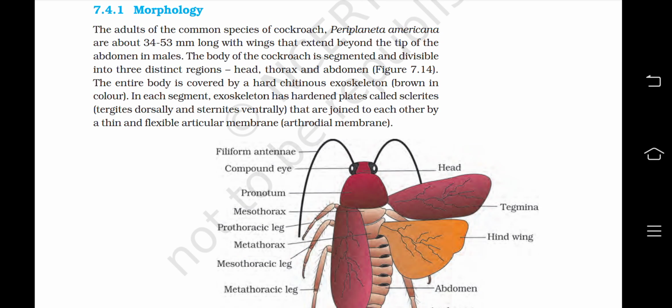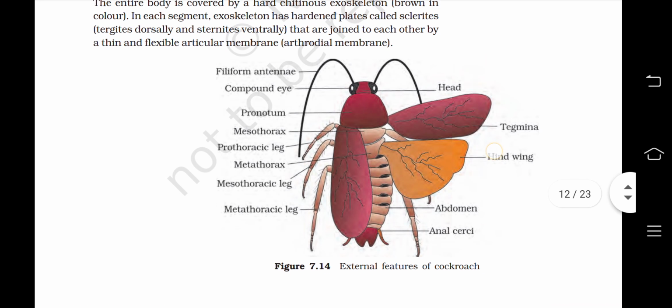In each segment, the exoskeleton has hardened plates called sclerites, tergites dorsally, and sternites ventrally. They are joined to each other by a thin and flexible articular membrane that is called arthrodial membrane.